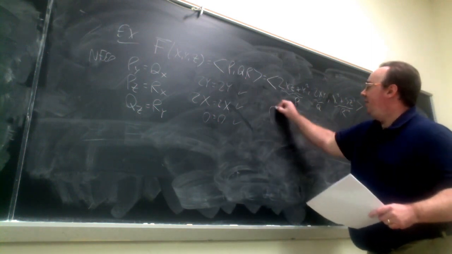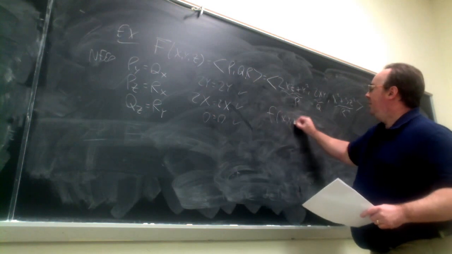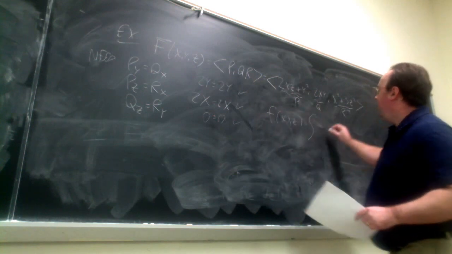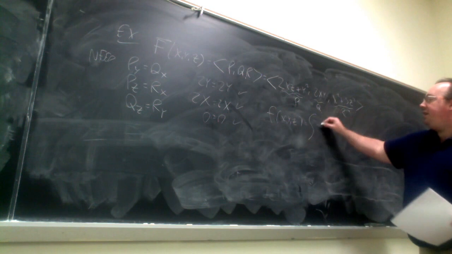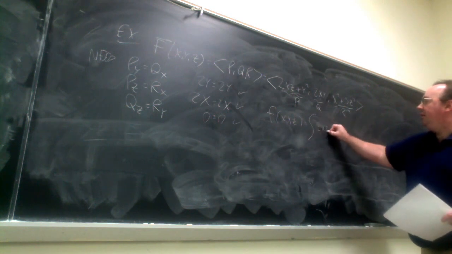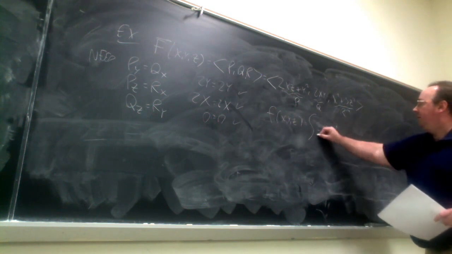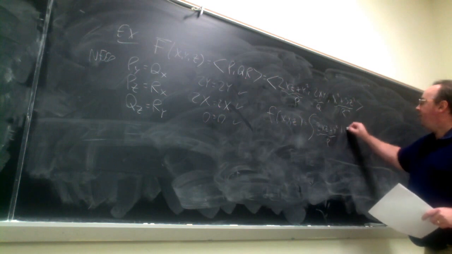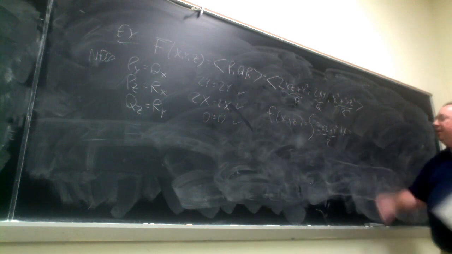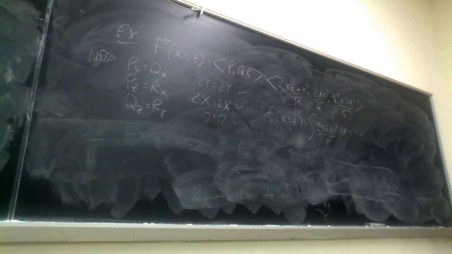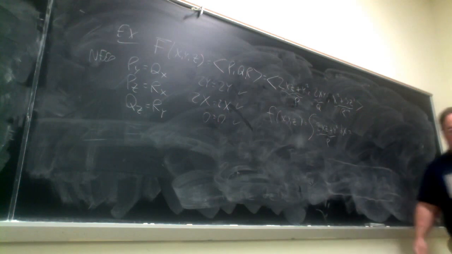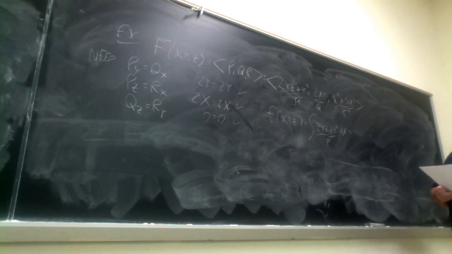So now we can say little f of x, y, z would be the integral of p with respect to x. So if I integrate that with respect to x, treating y and z as constants, what would you get?